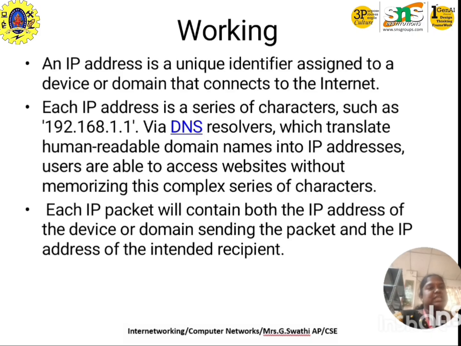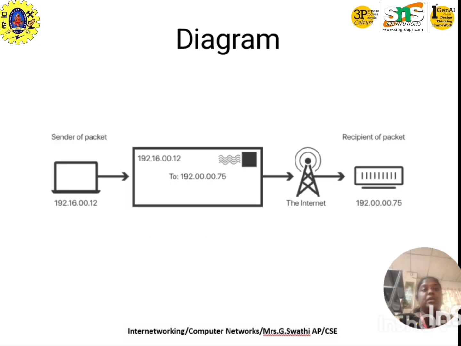Each IP packet contains both the IP address of the device or domain sending the packet and the IP address of the intended recipient. This diagram shows sending packets through a network using the internet until they reach the destination. An address like 192.16.00.12 will be translated by the DNS into a human-readable name through the internet, and it will be received by the end side. It is easy for the user to memorize.